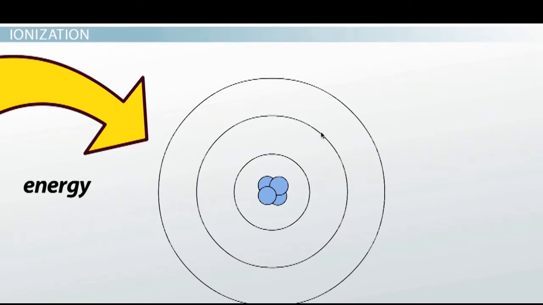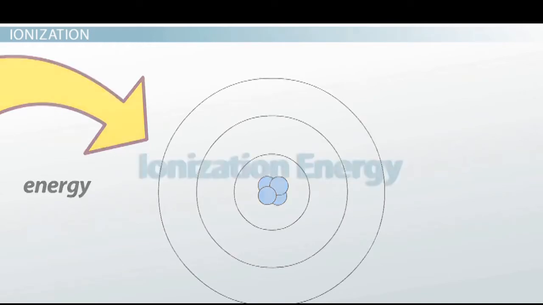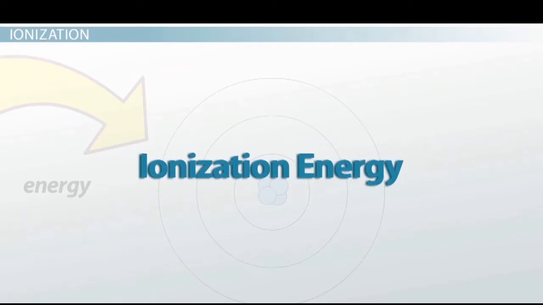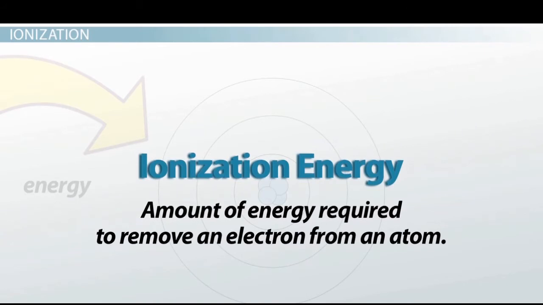Now when this happens, that's what we call ionization energy. It's enough energy that it actually makes that electron fly off like it did right there. Since it flew off, you just lost the negative. Because you lost the negative, now the atom becomes positive. So the definition of ionization energy again is the amount of energy required to remove an electron from an atom. Hopefully that animation helps you.